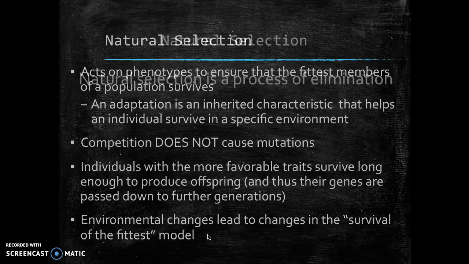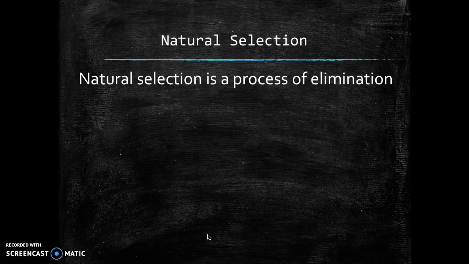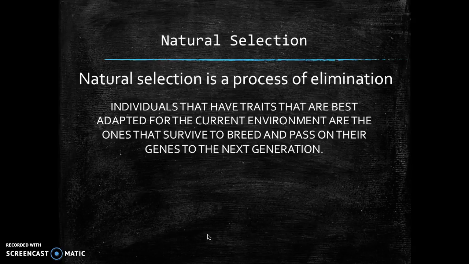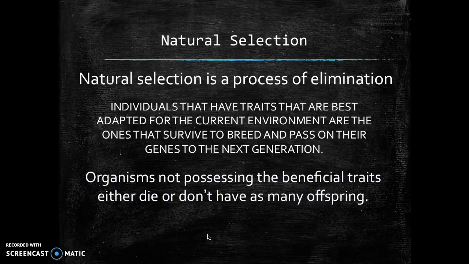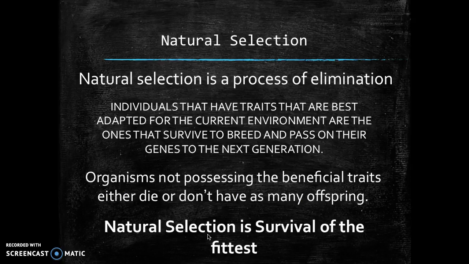But mutations essentially lead to change, and they can be good, bad, or they can really have no effect. So to sum up natural selection, to be really cutthroat, natural selection is the process of elimination, right? Nature is going to select who lives and who dies, and there's really nothing you can do about it because your traits are completely random. Individuals that have traits that are best adapted for their current environment are the ones that survive. Those who do not possess those traits that help them survive die or don't live long enough to pass on their genes to offspring.